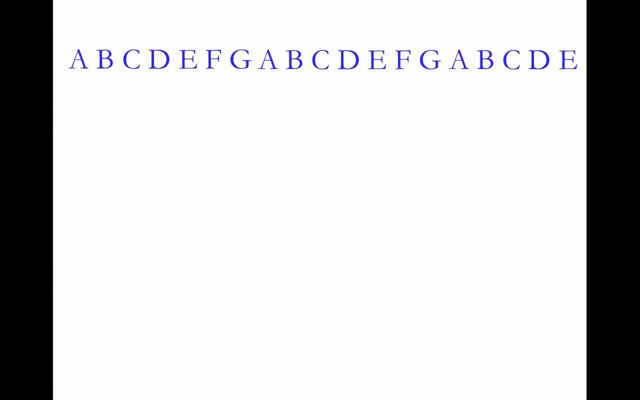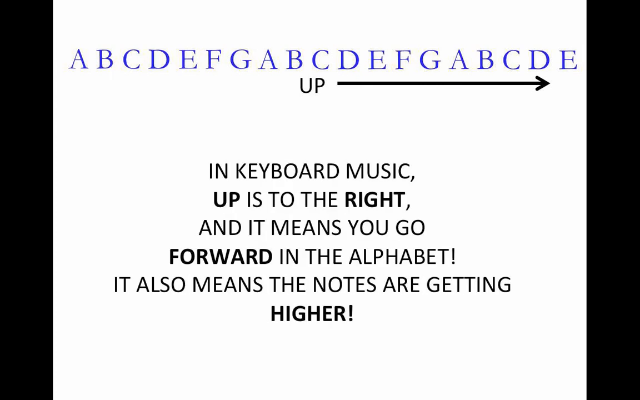All right, now in the earlier lessons we did learn about the musical alphabet. It has 7 letters that repeat: A, B, C, D, E, F, G, A, B, C, D, E, F, G, A, B, C, and so on. It goes up and down, forwards and backwards. When you go up, you are going to the right. So in keyboard music, up is to the right, and it means you are going forward in the alphabet. It also means that the notes are getting higher.